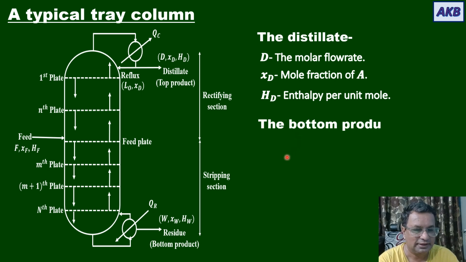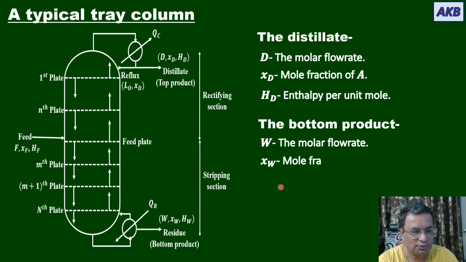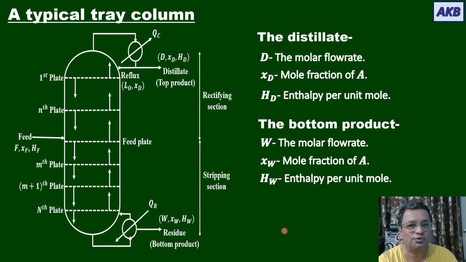Okay. Then for the bottom product or the residue, W is the molar flow rate, XW is the mole fraction of A in it, that is, the mole fraction of the more volatile component in it. HW is the enthalpy per unit mole for the residue or the bottom product.